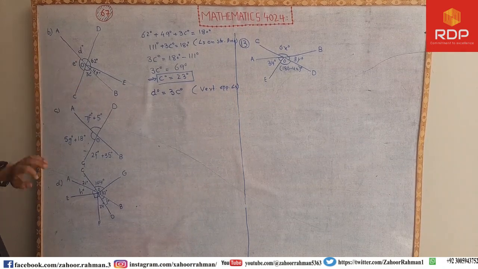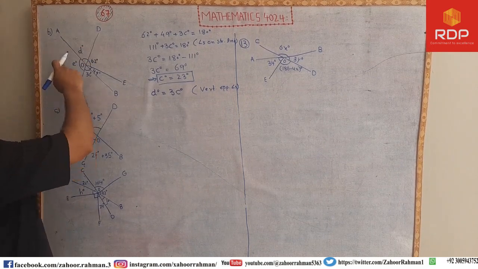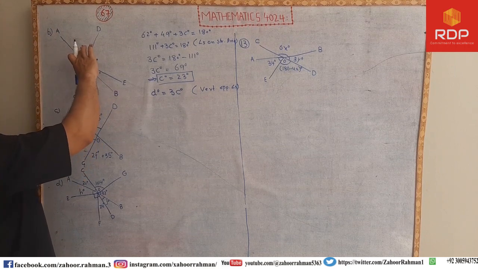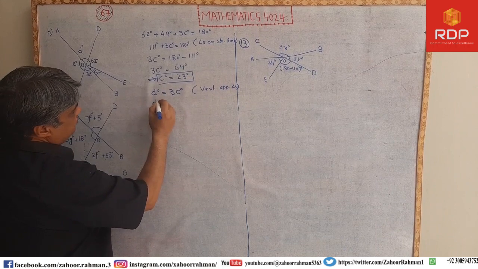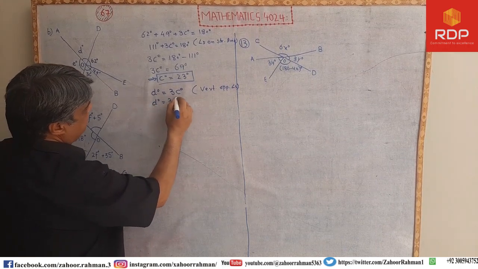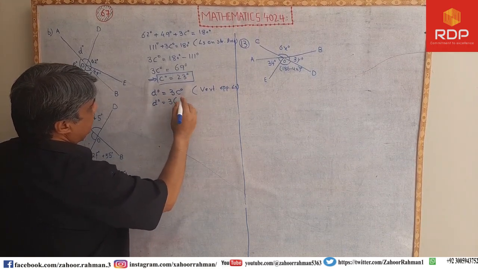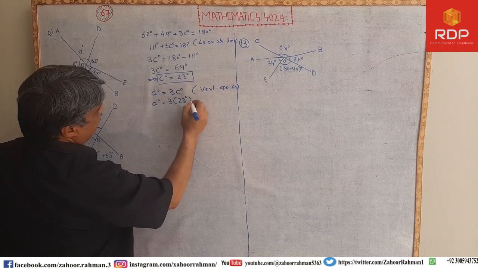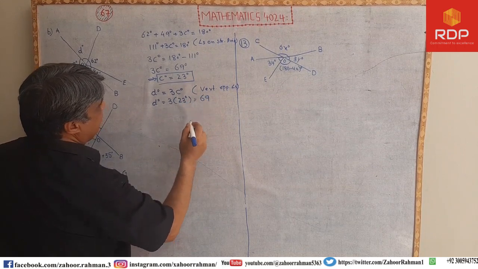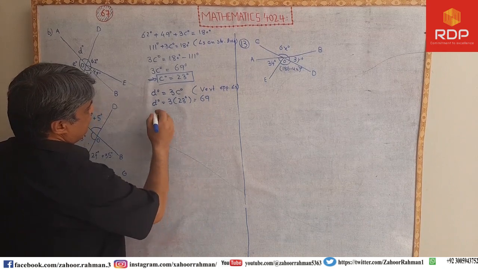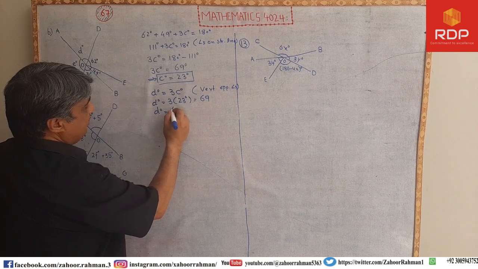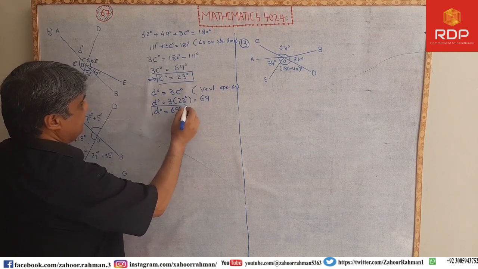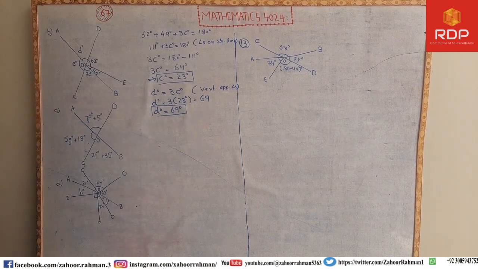Okay, now for the second case, D degrees is equal to 3C degrees, vertically opposite angles. This and this, because this is a straight line, so these angles will be equal. Because we found the value of C, and that is 23 degrees, it will be 69 degrees. So we found another unknown value, and that is 69 degrees. The only thing remaining is E.